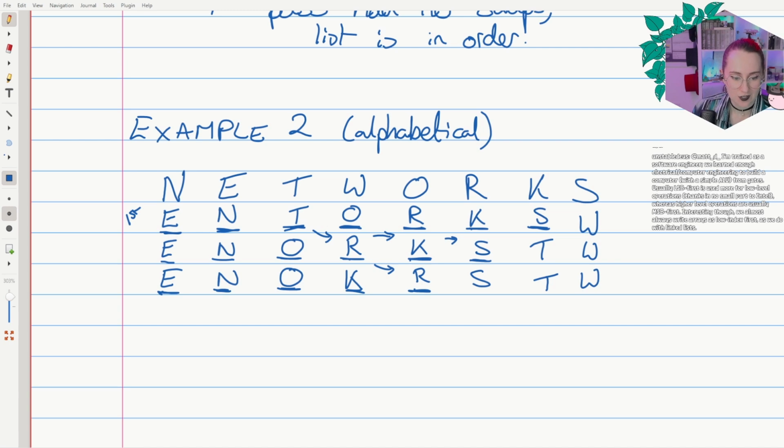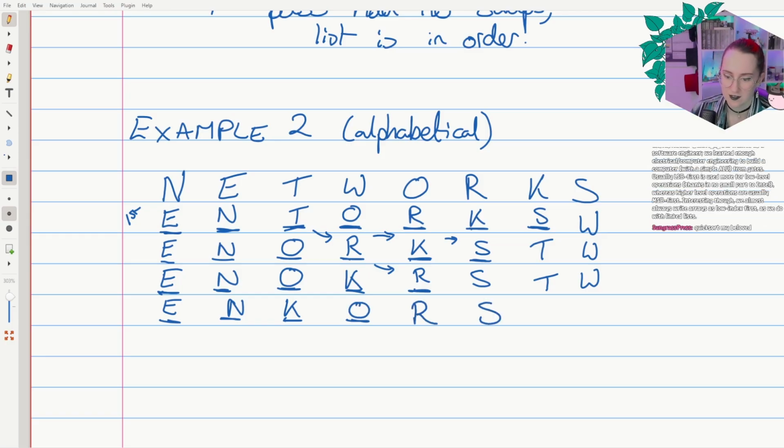Okay, so doing the next one, E stays where it is. N compared to O stays where it is. O compared to K, K is earlier. O compared to R. L, M, N, O, P, Q, R. O stays where it is. R is fine. R, S, T is the right order in the alphabet, so that's definitely fine.